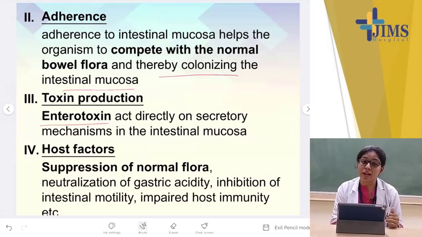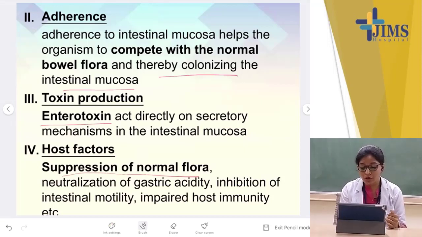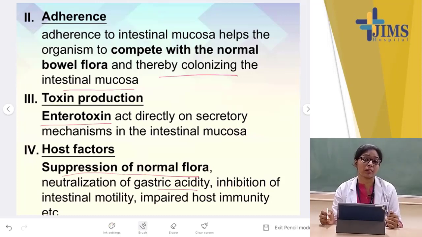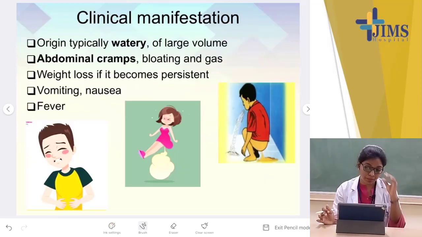There are certain host factors which may also trigger the manifestation of watery diarrhea. What can they be? They can be suppression of normal flora, neutralization of gastric acidity, which can also be done due to some medications as well, inhibition of intestinal motility, impaired host immunity, etc. So these factors are well known to you because I have already talked about such host factors previously when I was teaching you bacillary dysentery.